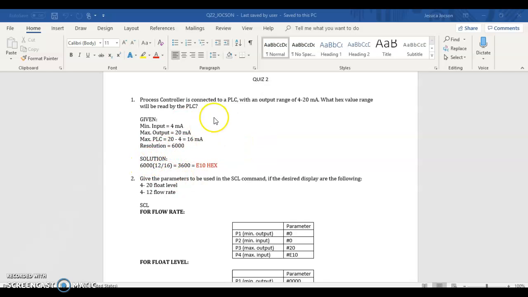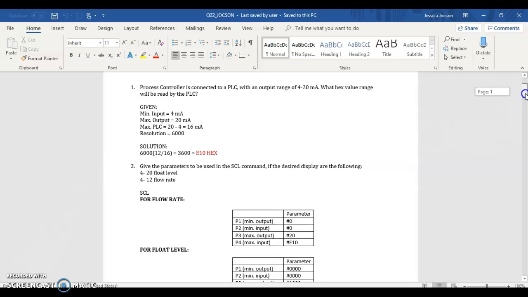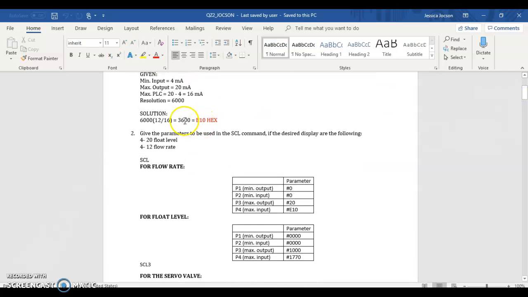So, computing the value, 6000 times 12 divided by 16 is equal to 3600 in decimal, but if we convert it to hex value, it will be E10. So these are the given parameters required for it.